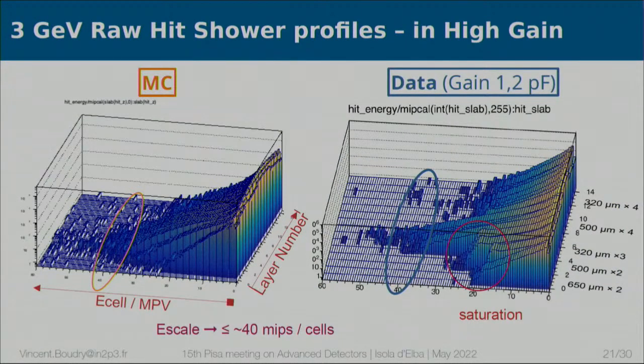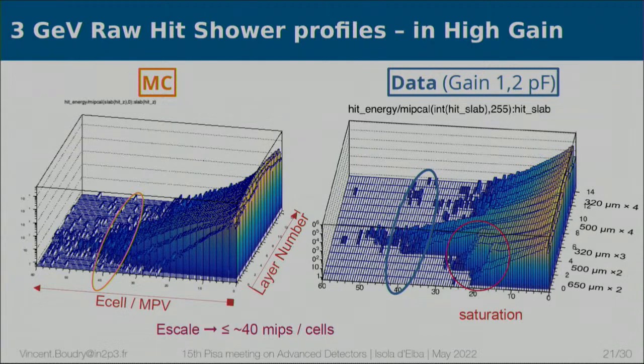The last point we looked at was the saturation. So this is a shower profile. Here you have the layer numbers, and this is the response of the cells in units of MIPs. So you have a peak at 1 MIP. This is just exactly what I've shown on a logarithmic scale. And you can see that we are expecting signal up to 40 MIPs in the showers. And using the highest gain here, we have seen some saturation.